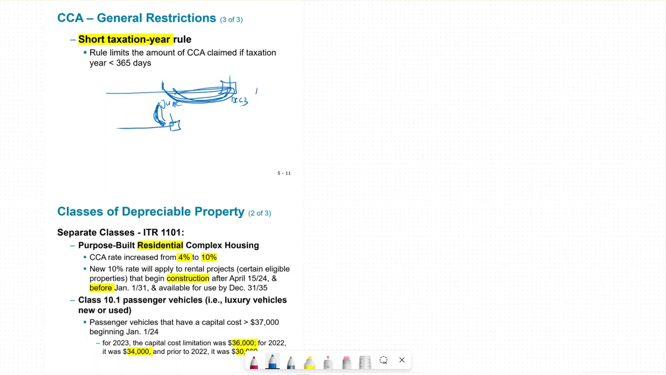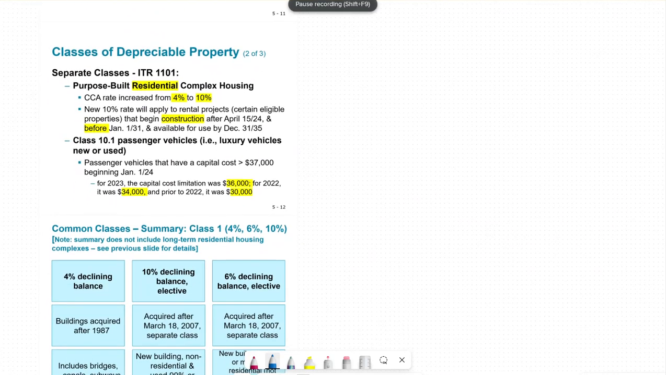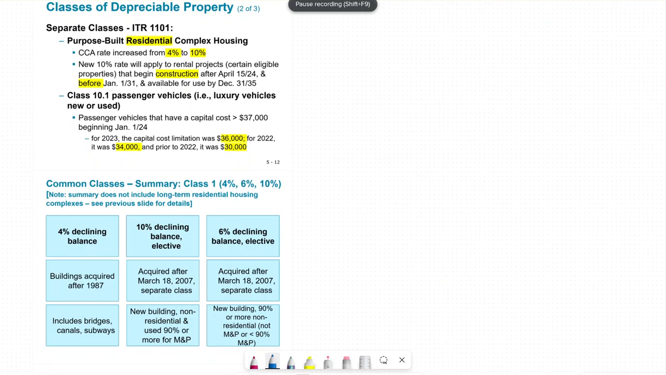So if it's going to be 6 months, we call it a shorter year. There are different rules for a shorter year. When we do a CCA, you have to prorate your CCA according to your year end. So that's what happens.